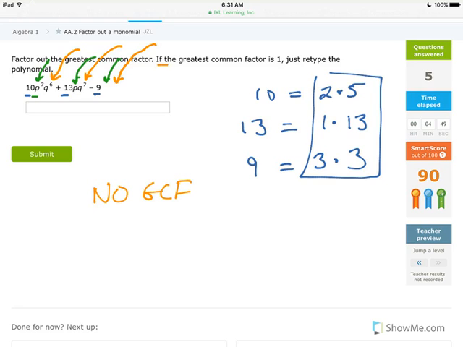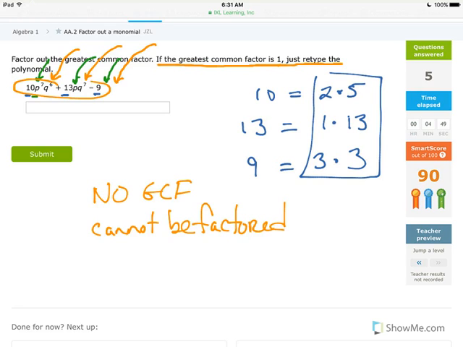So notice the directions. If there is no greatest common factor and all you could factor out is a 1, then just retype the original expression. So this one cannot be factored. So you're just going to retype what they have right here into the answer box, indicating that it cannot be factored.